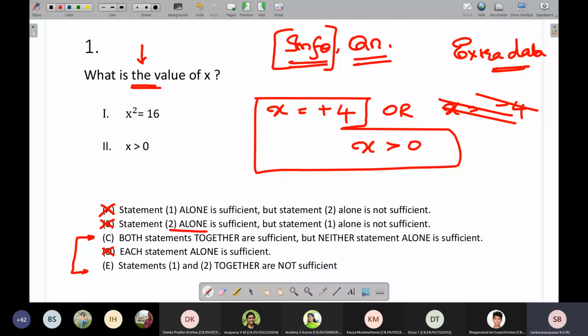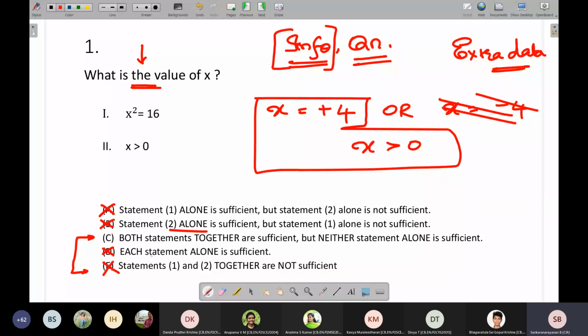So I can now say that for this particular data sufficiency question, statement 1 alone is not sufficient. Statement 2 alone is not sufficient to answer the question. But 1 and 2 together, it is sufficient enough to answer the question. Okay, so I can eliminate option E and thus mark option C as the final answer. Did you get my point?